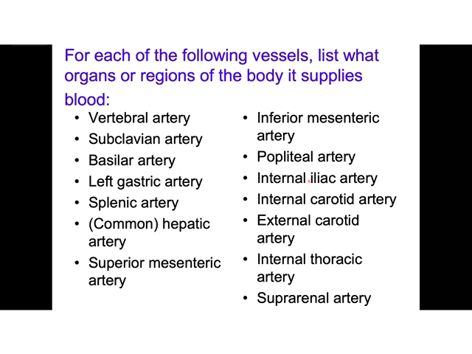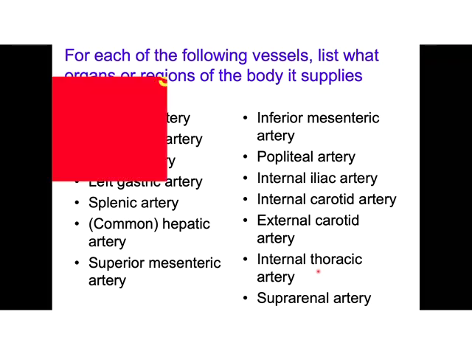Internal carotid artery is going to be the brain. The external carotid artery is the face, the scalp, and the skull, as well as the meninges that surround the brain. The internal thoracic artery, the anterior chest wall, and the breasts. And the suprarenal artery is going to be the adrenal glands. Okay? So, we stop here.